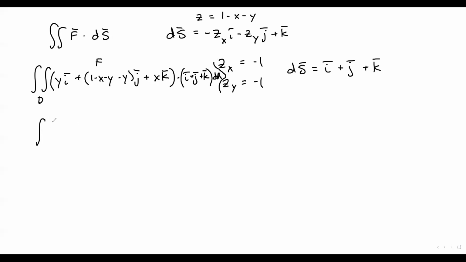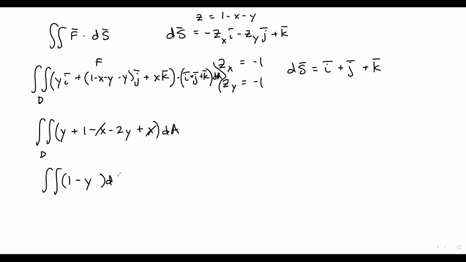All right, so now we can calculate our dot product. We've got y i times the i component, so y times 1, that's going to be y. And then we've got 1 minus x minus 2y times 1, that's going to be 1 minus x minus 2y. And then x times 1 is just x, dA. Let's simplify this a little bit. Oh, the x's cancel, that's nice. We've got y with a negative 2y, which gives us negative y. So we have the integral of 1 minus y dA over D.